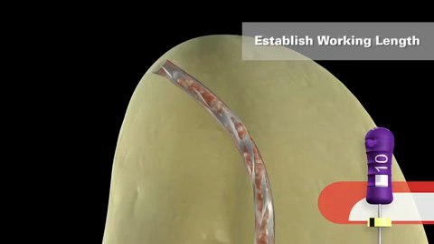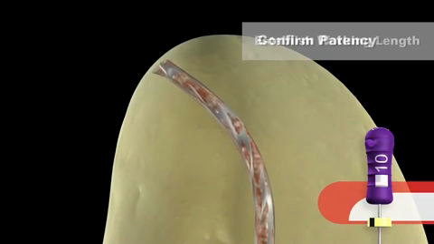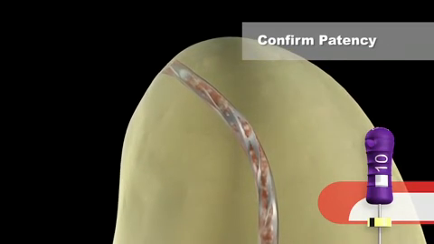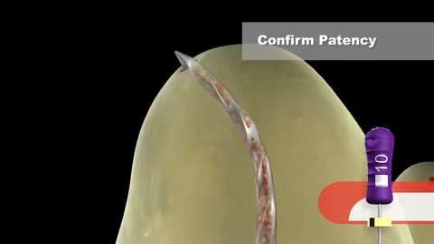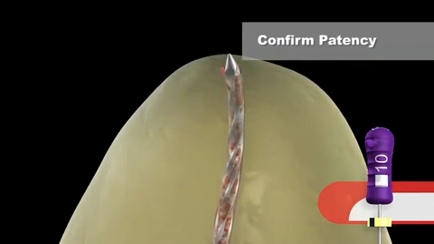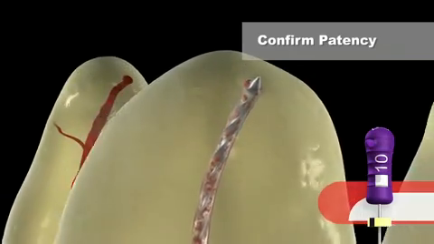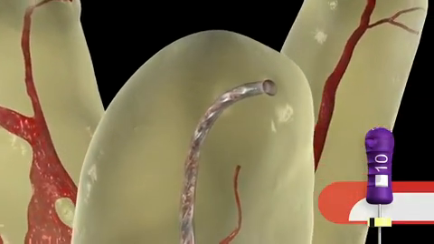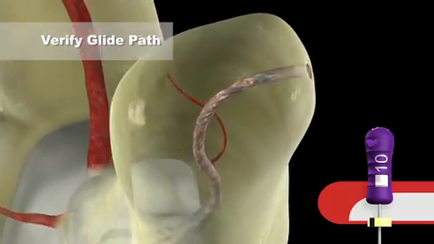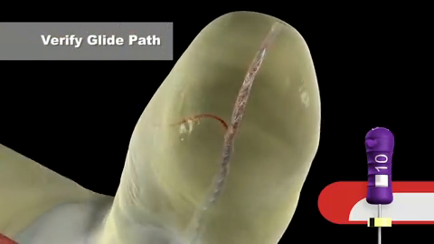Remember, a pre-enlarged canal oftentimes can accept a 15 file for working length. Well, with a known working length, let's confirm patency. The canal was patent before you started, so let's confirm it's still patent. Patency doesn't mean slide the instrument to and minutely through the foramen a couple times. Patency means sliding the file through the foramen repeatedly and deliberately until the file is loose.